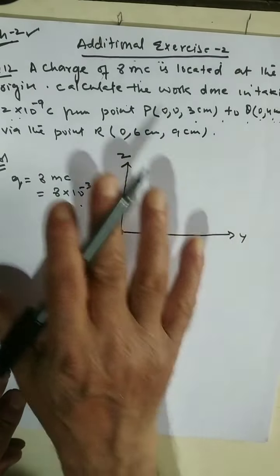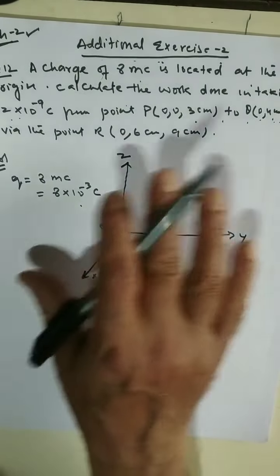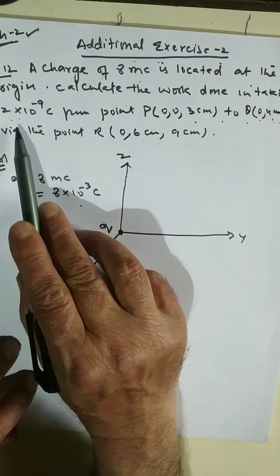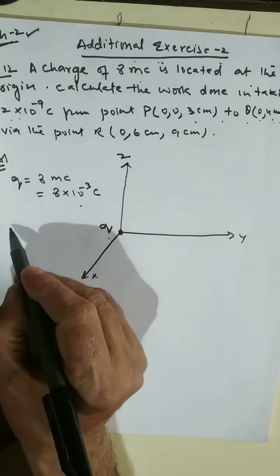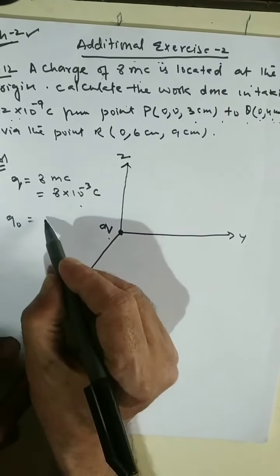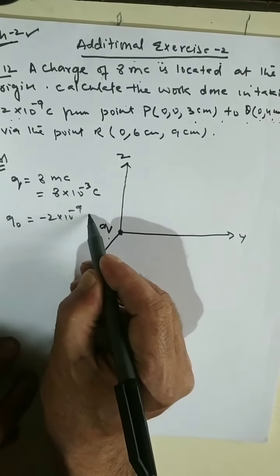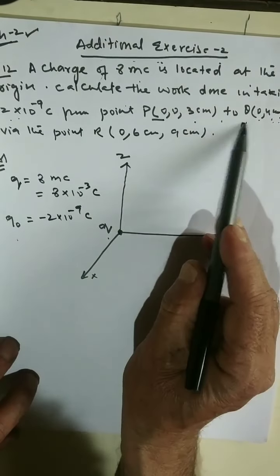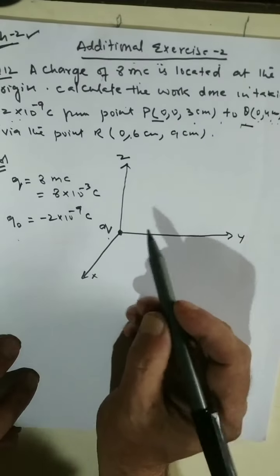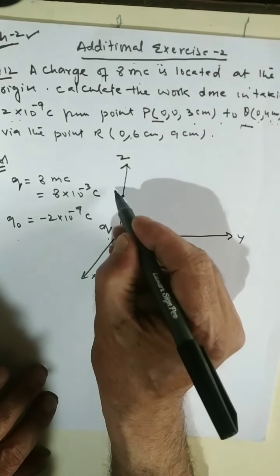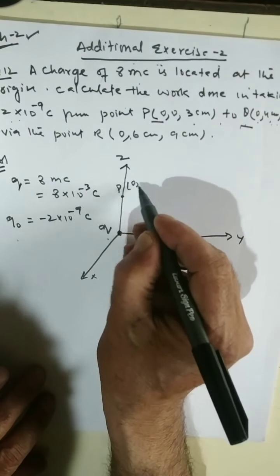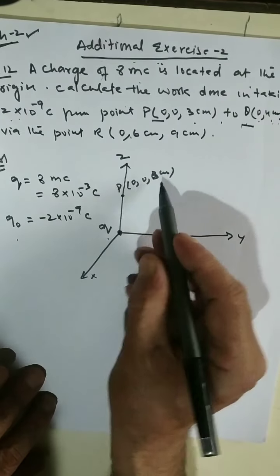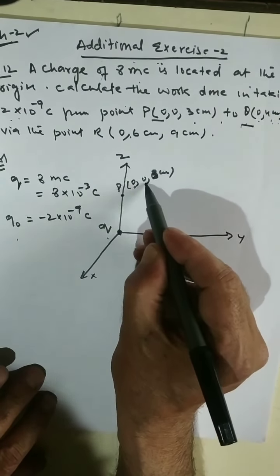Because of it, there will be a field all around it, a field environment. Now we calculate the work done in taking -2 × 10^-9 coulomb. This is called the test charge, q0. So this charge we have to move from this point to this point via this point, and find the work done. Let us suppose this is the point P having coordinates 0, 0, 3 centimeter, because here it is only on the z-axis, and x and y are 0.